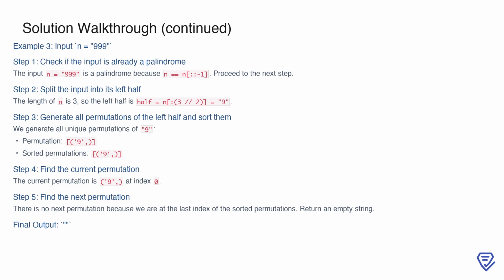Now, we generate all unique permutations of 9. Since there is only one character, the only permutation is 9, which is already sorted as 9. From this, we identify the current permutation, which corresponds to the left half in the original input. This is 9, at index 0. However, since this is the last index in the sorted list of permutations, there is no next permutation available. As a result, it's not possible to form the next palindrome using the same digits, and the output for this example is an empty string.